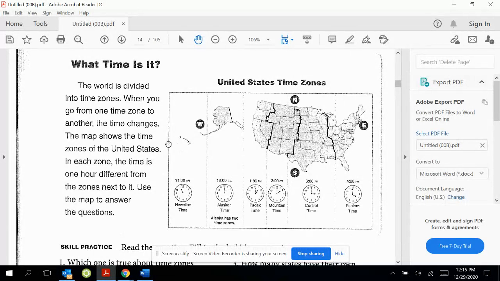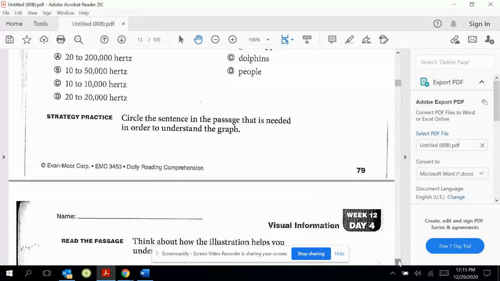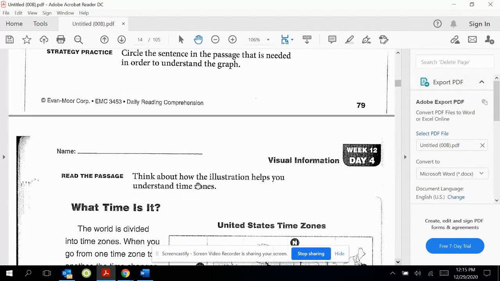The instructions say, think about how the illustration helps you understand the time zones. And remember that we've talked about the organization strategy, how text is organized. Think about what information the text gives that the picture does not, and what information the picture gives that the text does not.